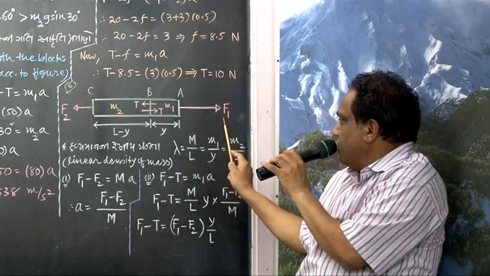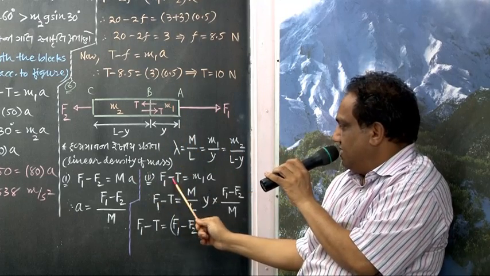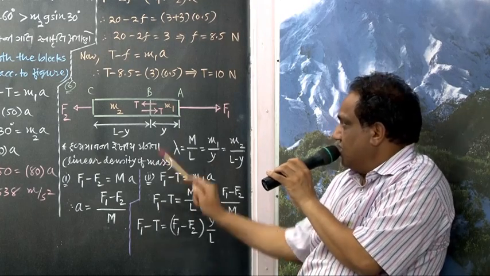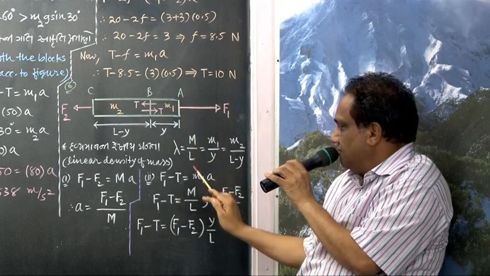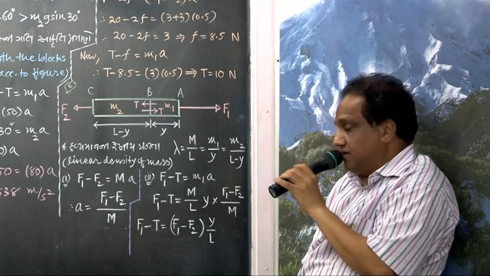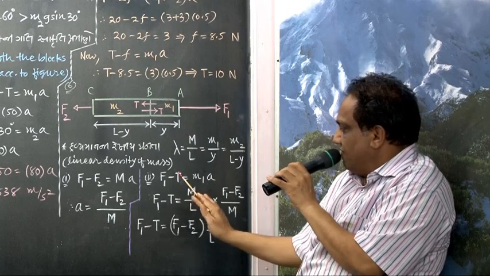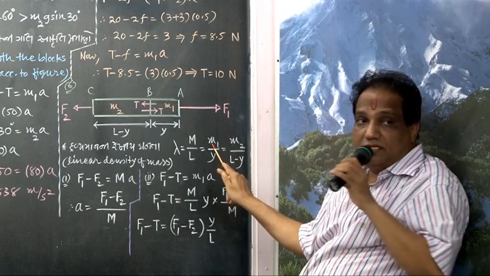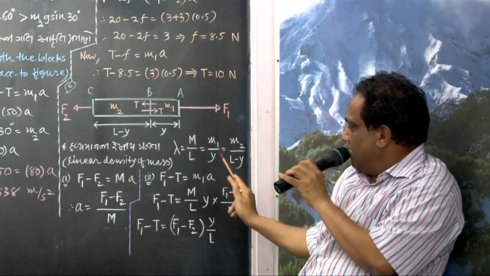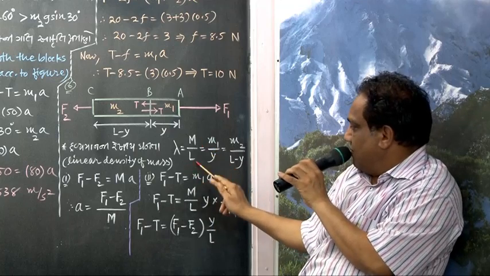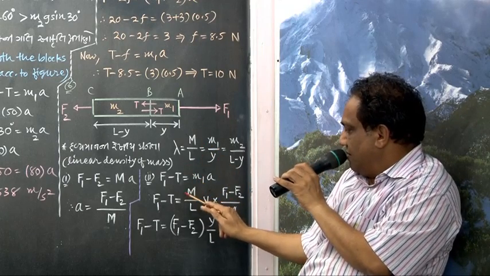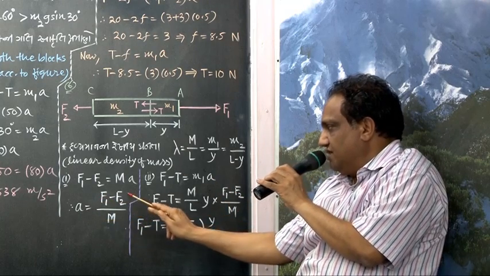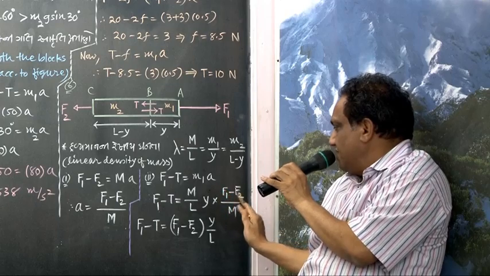Bigger minus smaller, F1 minus T, gives the resultant force, which is mass into acceleration. What about the mass of this part? It is M1, into acceleration A. Now F1 minus T as it is. M1 we find from above: M upon L into Y. Into A, and A we have already found: F1 minus F2 upon M.